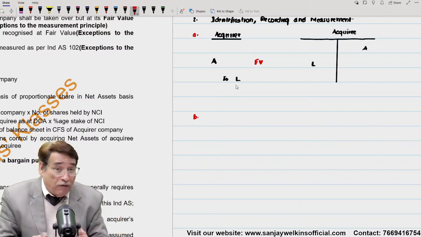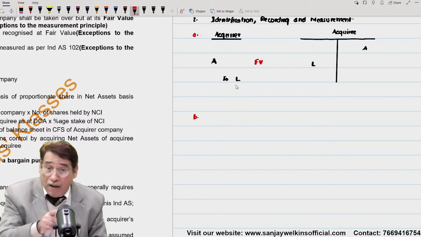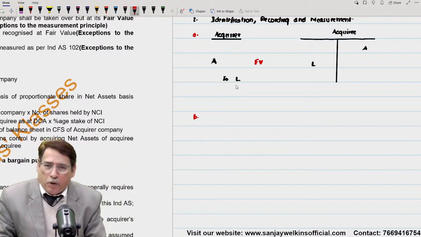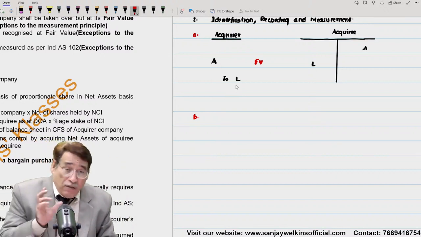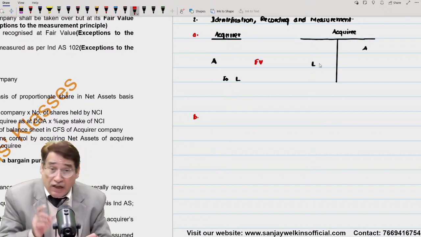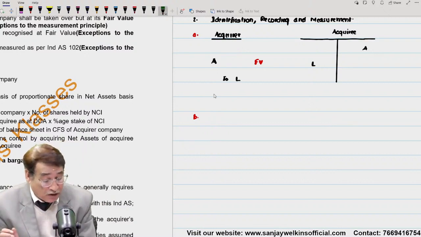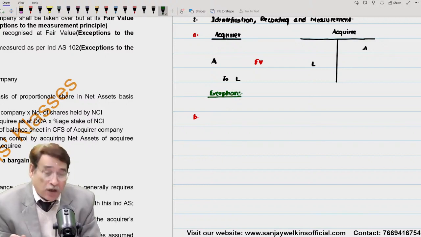However, there may be some exceptions. There may be some exceptions, and you have to take care of those exceptions, because so many among us tend to neglect this particular point, and then only we face the problem. The general principle is that we have to record assets and liabilities at fair value. However, now we are moving over to some exceptions. There are some exceptions to this general principle. Exceptions. What are those exceptions? Now we shall talk about some exceptions.